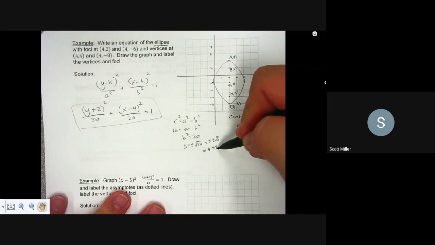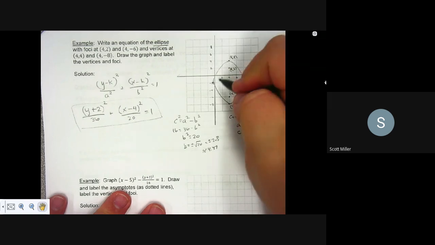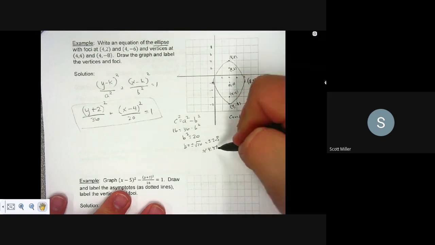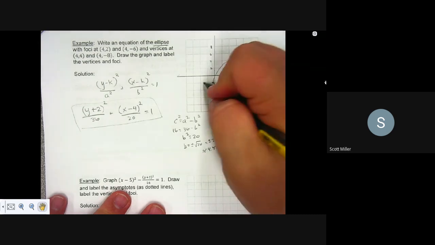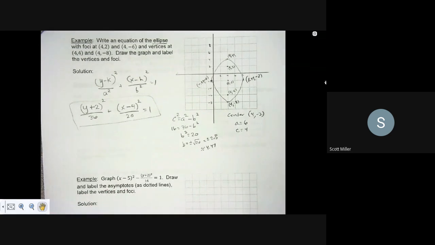And this over here is 4 plus that. So this is at 8.47, -2. And then 4 minus that, so this over here would be at -0.47, -2. So that gives you those values right there. Okay.